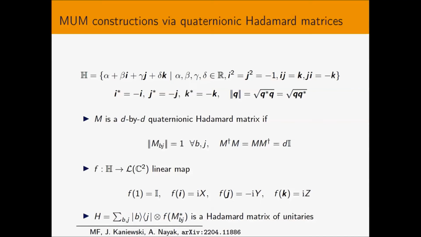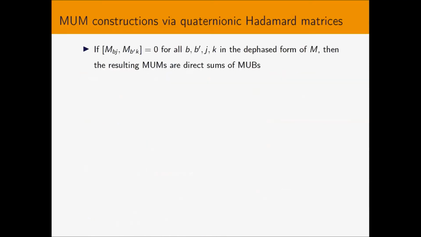So then we can look at what people know about quaternionic Hadamard matrices. Whenever we find one such that in the dephased form of the quaternionic Hadamard matrix all of the elements commute, then we have direct sums of MUBs in the corresponding MUMs. And the other way around, if we find some quaternionic Hadamard matrix with some non-commuting entries, then we have found MUMs which are not direct sums of MUBs, right?